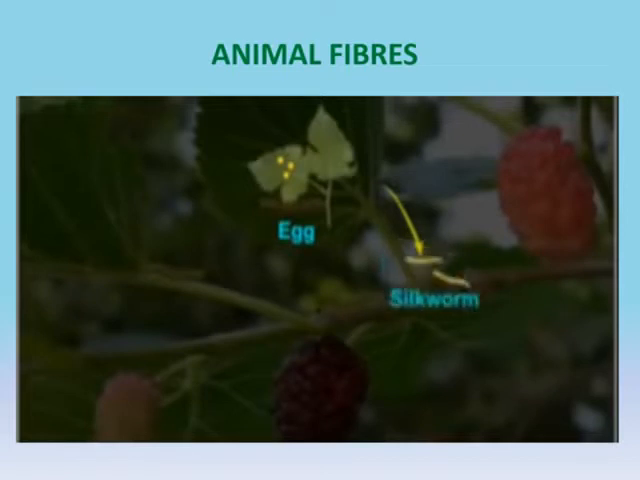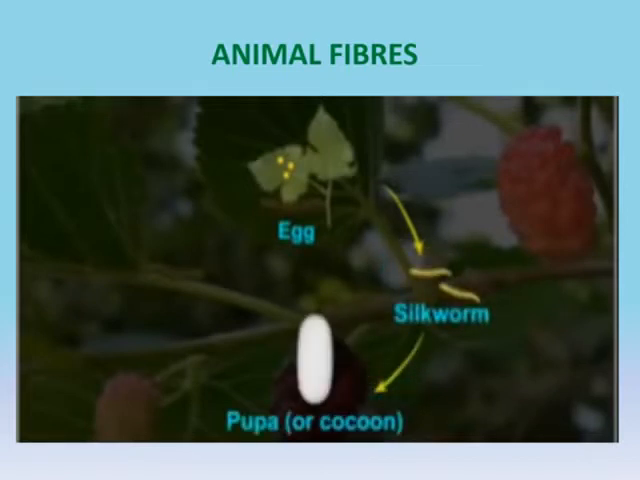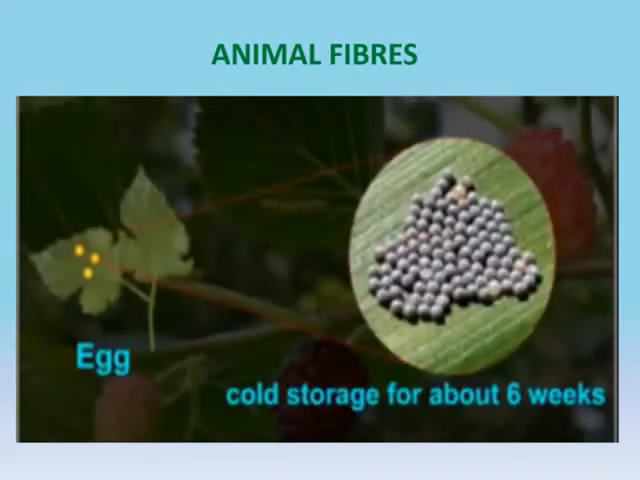First stage, egg. This egg develops into silkworm or caterpillar, which develops into pupa, chrysalis, or cocoon. Finally, it develops into adult moth. The scientific name is Bombyx mori.